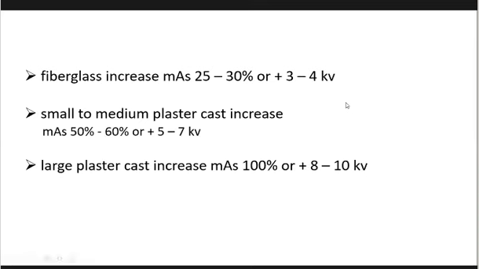Yan, small to medium plaster casts. Pag small to medium plaster cast, ilan ang i-increase natin na MAS? 50 to 60%. Pag kVp, ilan ang itataas natin? 5 to 7 kV. Yan, pag large ang plaster cast, increase the MAS by 100%. Yan, dodoblehin ang MAS or magtataas tayo ng kVp ng 8 to 10 kV.